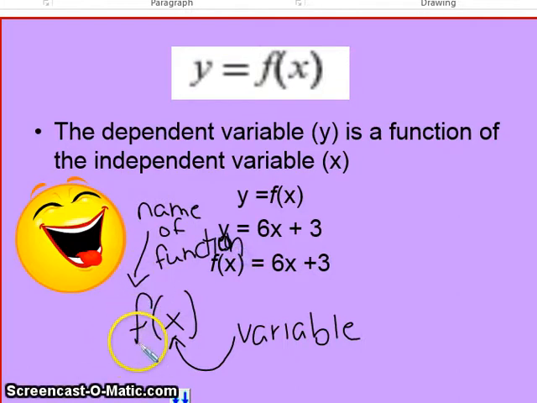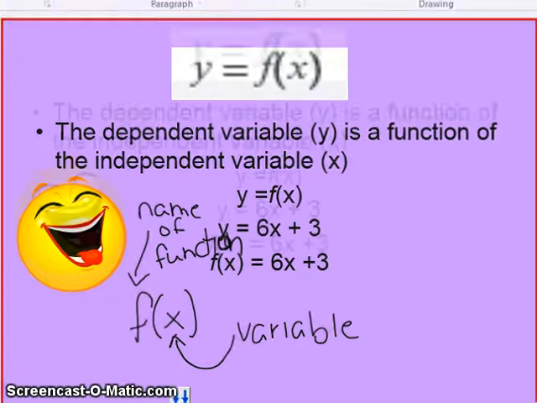So this means function f with variable x. And f of x means the same thing as y. Sometimes we write the dependent variable y as f of x. F is the name of the function. X is the variable in the function.